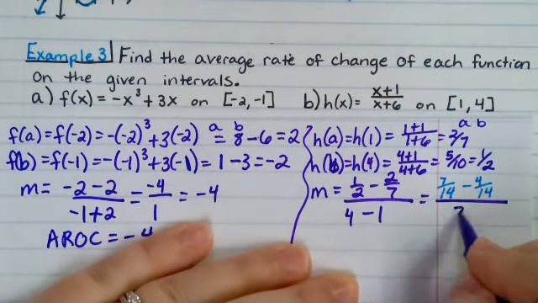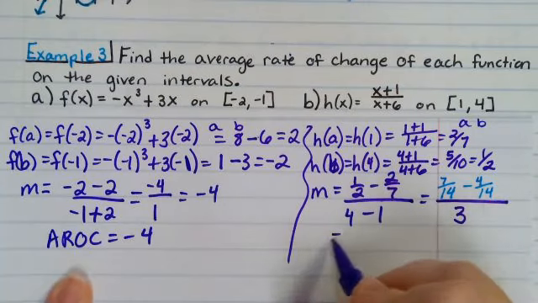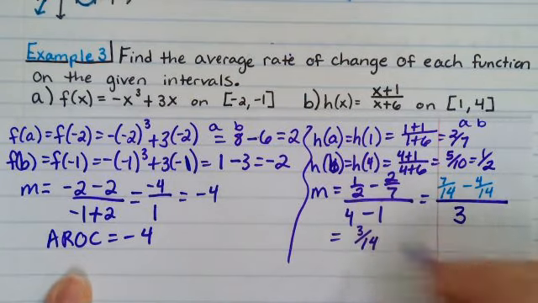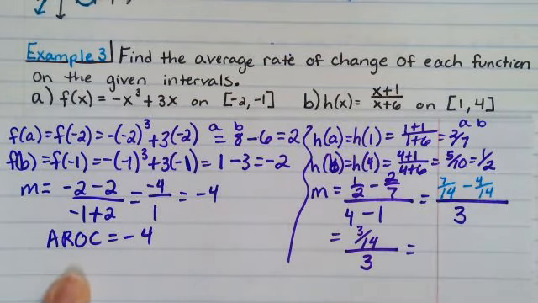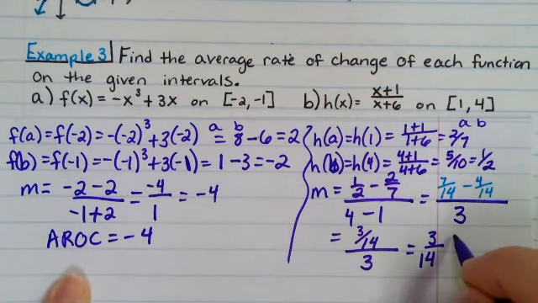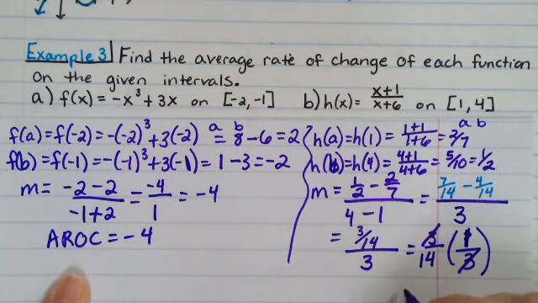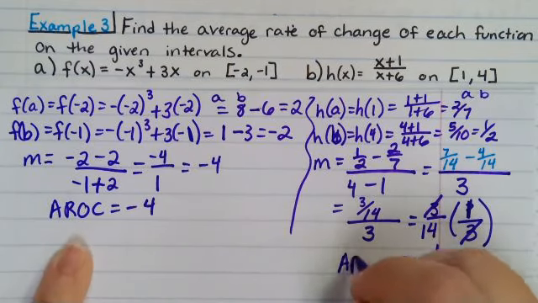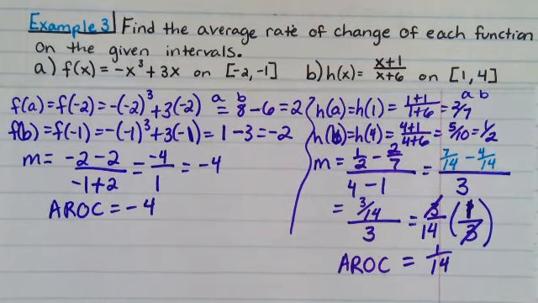This bottom number down here is just going to be a 3. Let's go ahead and combine those fractions up here. 7 minus 4 is 3. So that's 3 over 14 divided by 3. Remember how you multiply or divide with fractions. You're going to multiply the top one by the reciprocal of the bottom. So this is 1 over 3. The 3's cancel out, and you are left with 1 over 14 as your average rate of change. I know that's kind of ugly, but it's just because of the fractions, not because of the average rate of change thing.